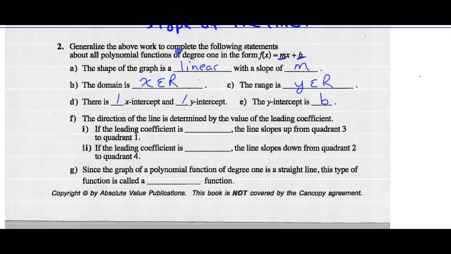The direction of the line is determined by the value of the leading coefficient. If the leading coefficient is positive, the line slopes up from quadrant 3 to quadrant 1. If the leading coefficient is negative, the line slopes down from quadrant 2 to quadrant 4. Since the graph of a polynomial function of degree 1 is a straight line, this type of function is called a linear function.